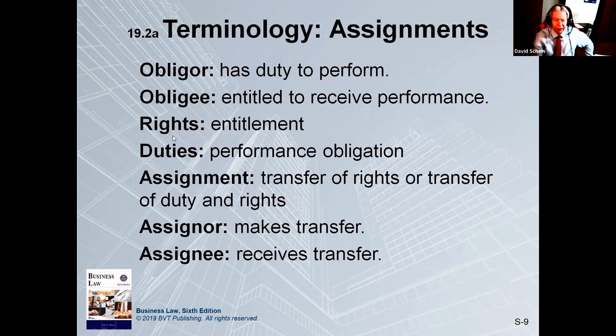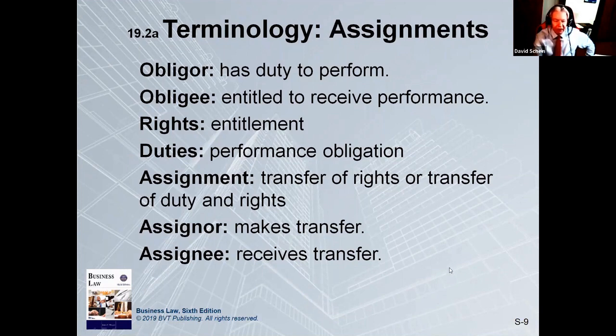In an insurance company, the beneficiary is entitled to the payout of the face value of, or at least their pro rata share of the face value of the premiums, of the designated face value of the policy. Duties, what are the performance obligations? We talked about the word assignment. It's to move rights or transfer of duties and rights. The assignor is the one who initiates the transfer, and the assignee receives the transfer.